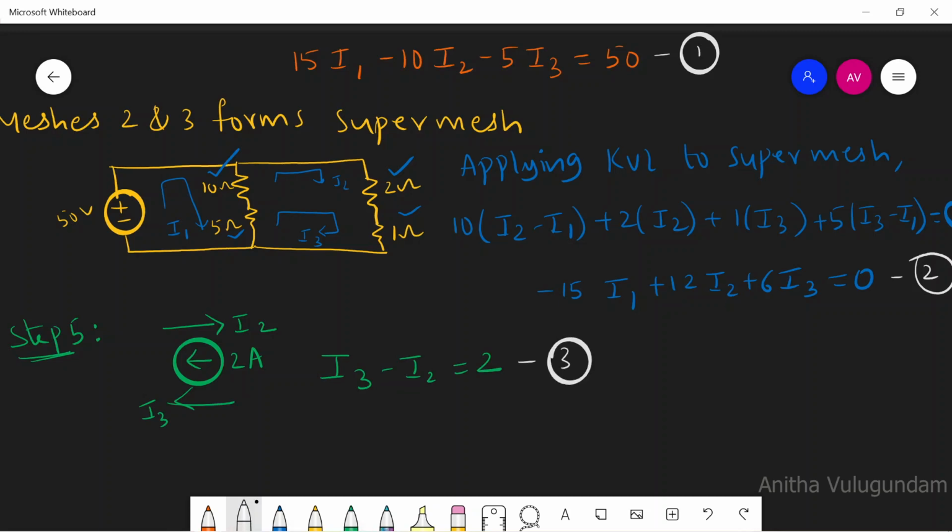The current which is flowing in the same direction as the current source should be taken as the greater current than the other current. So here I3 is flowing in the same direction as 2 amperes, so I3 is taken as the greater current. We can write the net current as I3 minus I2 equal to 2. This is equation 3. Last step, solving equations.